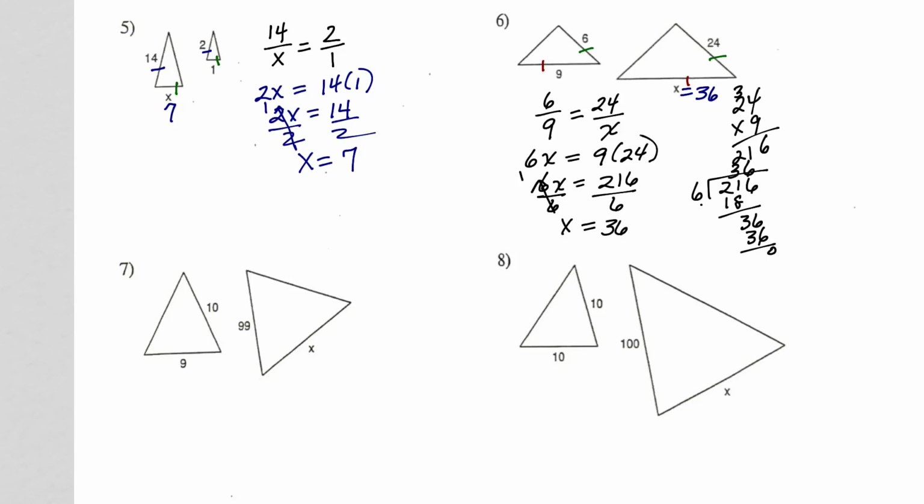6 times 4 is 24. 9 times 4 is 36. I know I'm correct. Okay, I'll write this out. What is the multiplier here? Well, it's times 4. That has to be the same multiplier here. 9 times 4 is 36, so I know I'm correct.